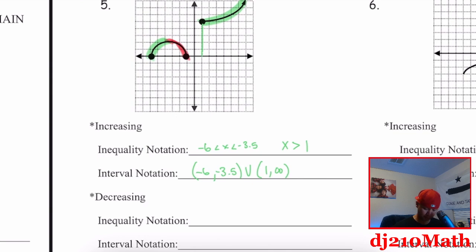For decreasing, there's only one interval of decreasing, and it's in red. It looks like -3.5 up to -1. And for the inequality, x is in between these two numbers. -3.5 is less than x, which is less than -1. Okay.